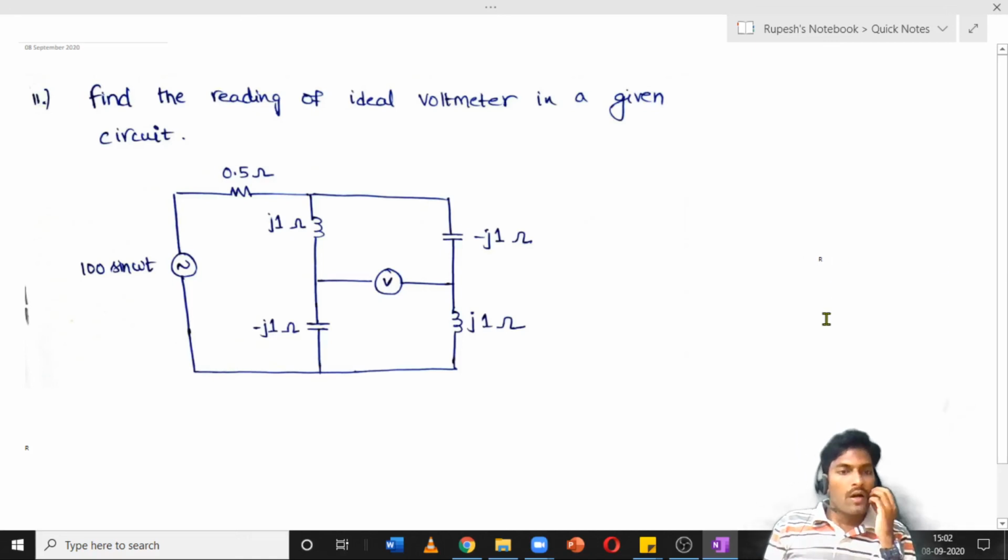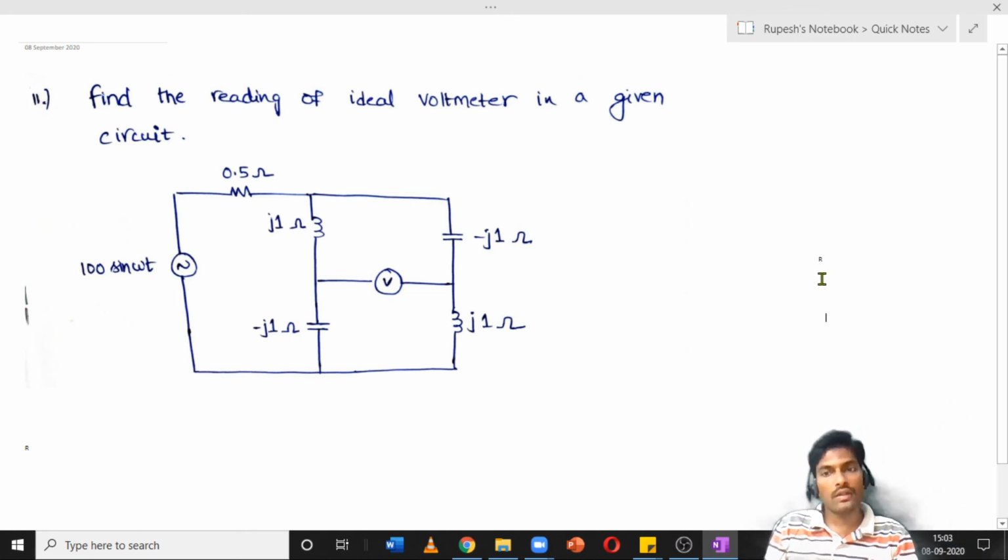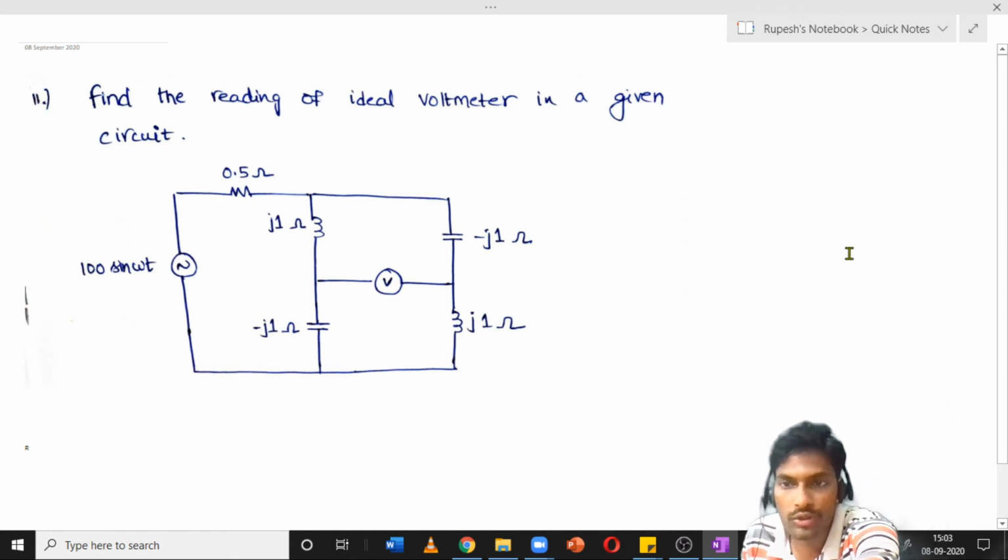Welcome. This is a session on ESE steady state analysis of network theory, and we are dealing in this series the question number 11 as shown here. Previously, we have seen the complex power, the real power, the reactive power, everything. Now, here there is the next question in this series. So, let us see the question.